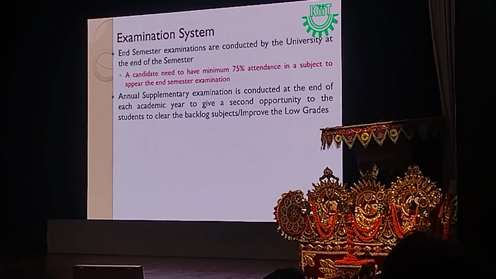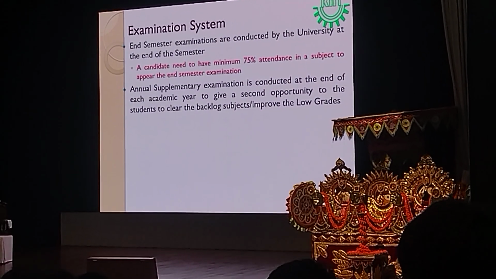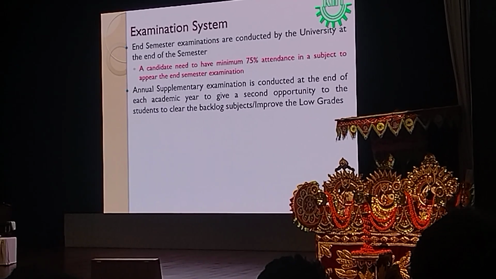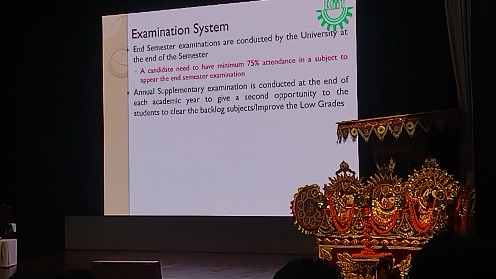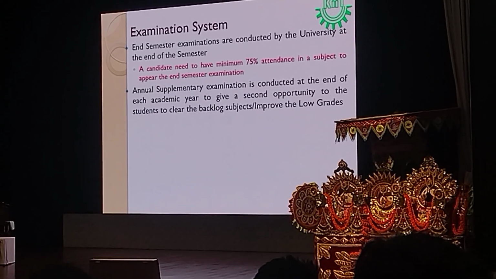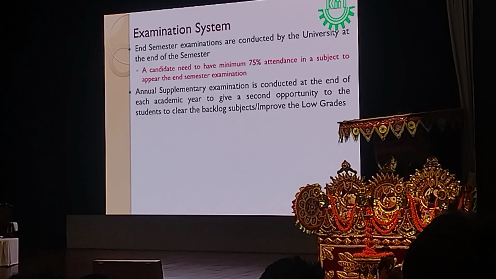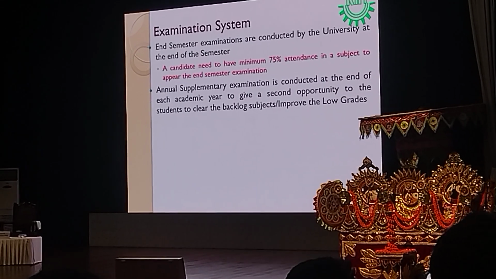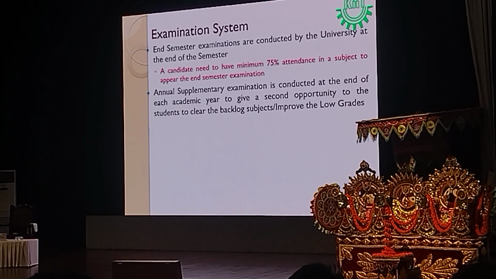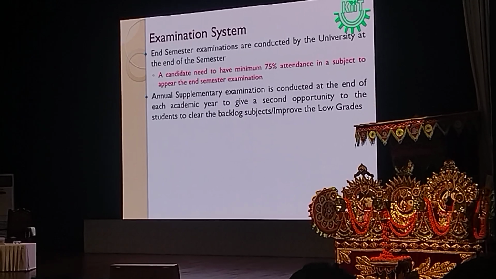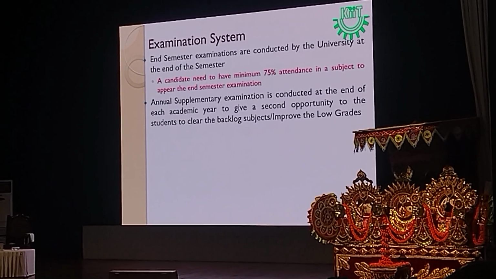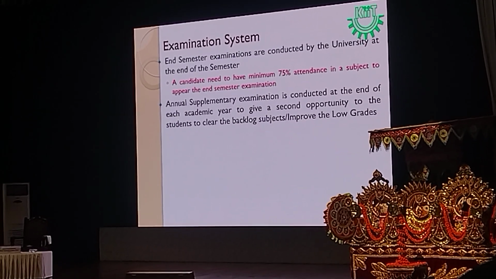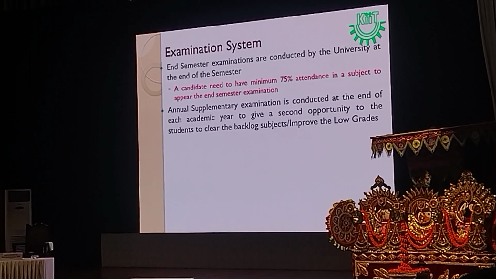then at the end of one academic year, because our autumn semester starts mainly from July and goes up to November, then the spring semester starts from December and goes up to April. And the next autumn semester will start from July again. So from April to July, there is a 3 months gap. During those 3 months, if a student has backlog or wants to improve low grades, then there will be a summer term or summer semester of 3 months. Within that summer semester, a student has to attend some summer classes and appear for the supplementary examination.